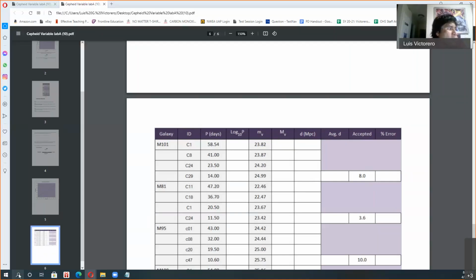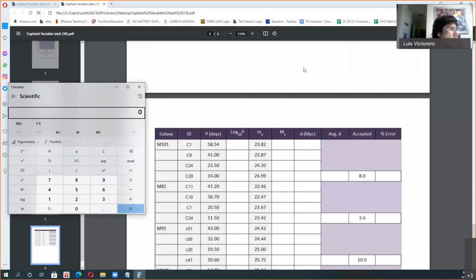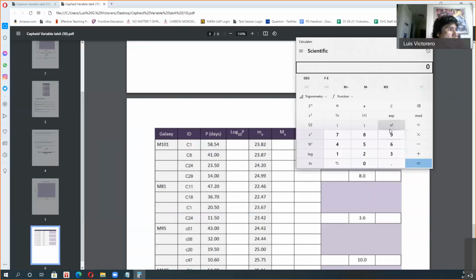And then you are probably wondering, how do you do this? Well, you're going to use a calculator, or you can use Excel. In the calculator, I believe there's something called log. Here, you see the log there, at the bottom? So you can put 58.54, take the log, and it gives you a value, 1.77. Goes here.